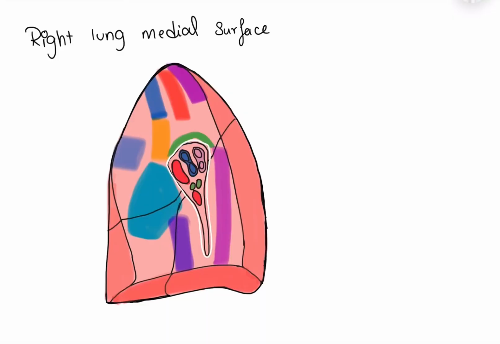Now we discuss in detail regarding the medial or mediastinal surface because they have relations which are very important in clinical anatomy. First, the right lung medial surface. This is the anterior and posterior for reference. How are we able to say it's anterior posterior? It's based on the position of the structures in the hilum.